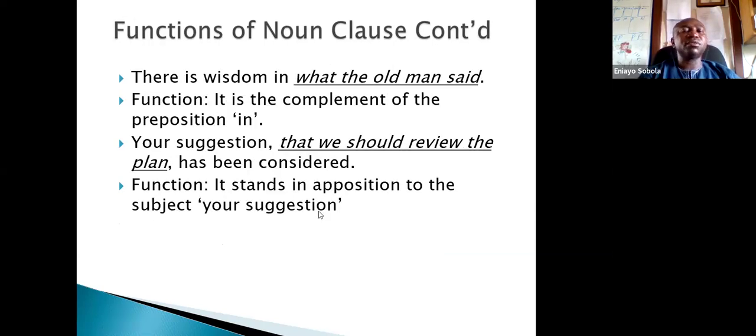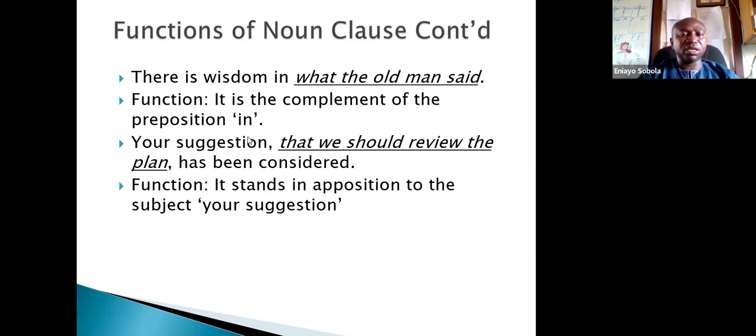The next example, there is wisdom in what the old man said. What the old man said is a noun clause, functioning as the object of preposition in. It's a complement to the preposition in. So what the old man said is a noun clause that functions as a complement to the preposition in.